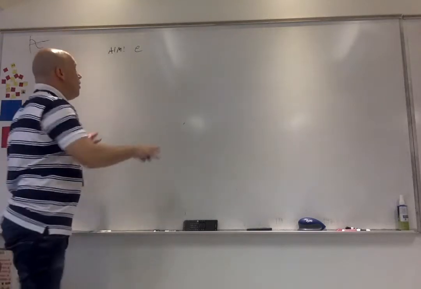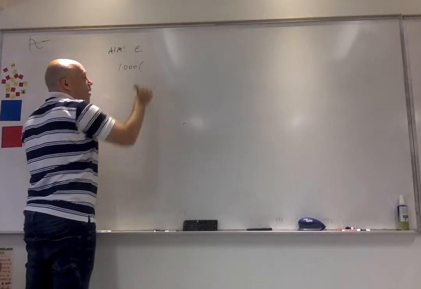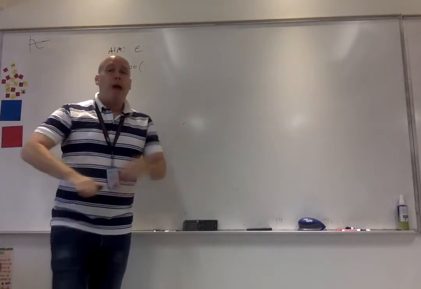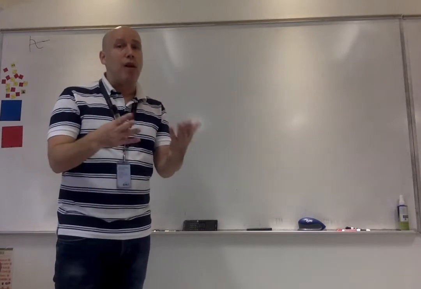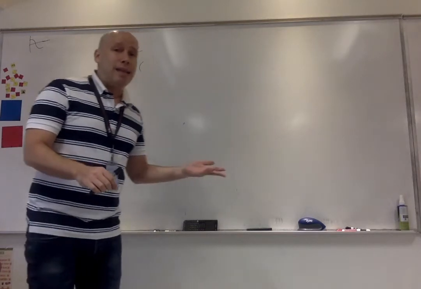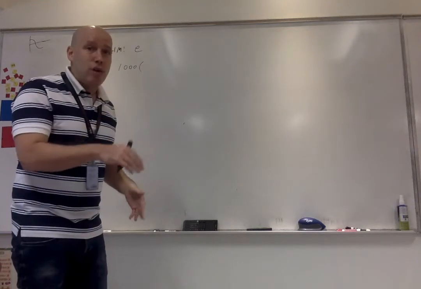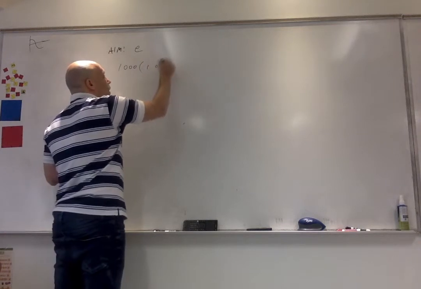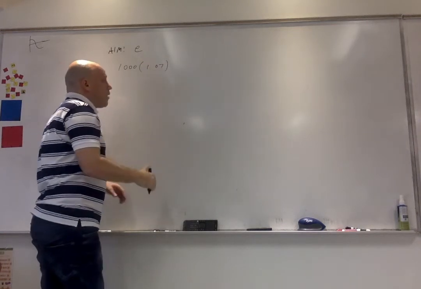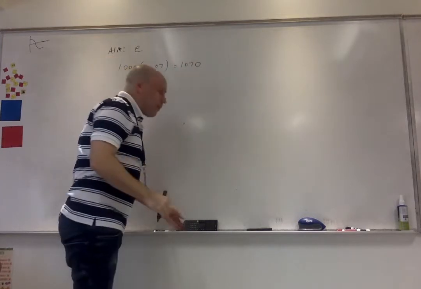The idea of interest is that, let's say you put $1,000 in the bank, and well, actually, this is from growth and decay. So either money is increasing or decreasing at a rate. Let's say back in the day, you put $1,000 in the bank, and it collects interest every year at 7%. So we're increasing it by 7%. After 1 year, you have $1,070 in the bank.